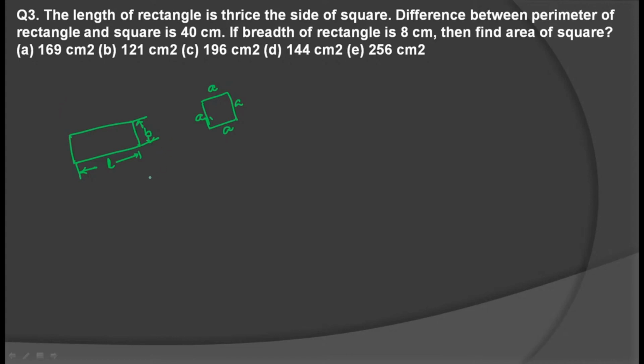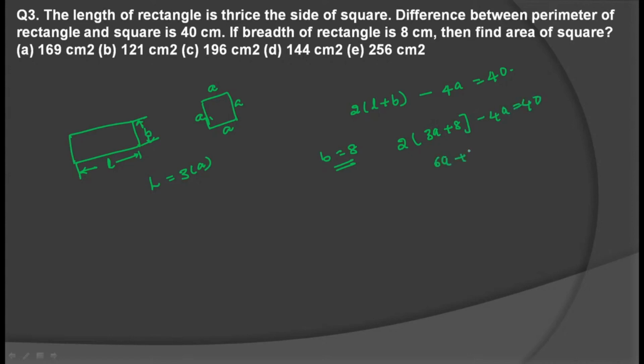Now here the information: the length of the rectangle is exactly equal to 3 times the side. Now the difference between the perimeter of the rectangle and the square. Perimeter of the rectangle is 2 into (L plus B) and perimeter of the square is 4A. Now the difference is equal to 4. They have given the breadth of the rectangle as B equal to A 8. Now you can substitute: 2 into L can be substituted as 3 times A, 3A, plus 8, minus 4A is equal to 4.